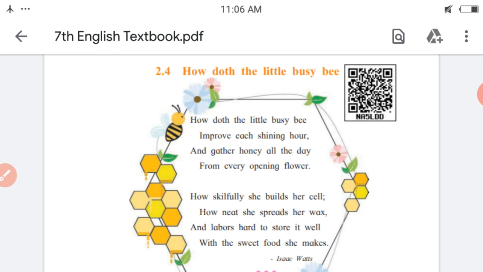So this is all about the first poem, How Doth the Little Busy Bee. I hope you all will understand the given explanation.